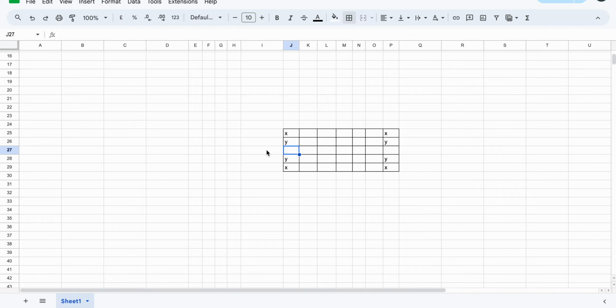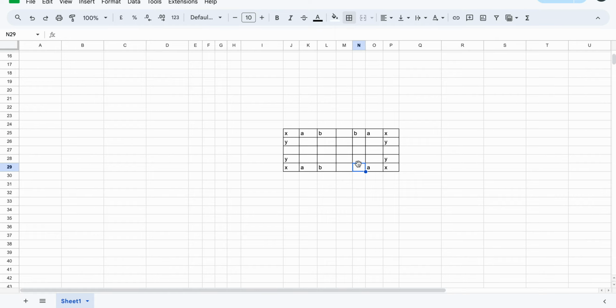Let's leave this row for now, and I'll consider this column. I'll call it A. If this is A, this also should be A. If this is A, this also should be A. Followed by this, if this is B, this also should be B. And if this is B, this also should be B.